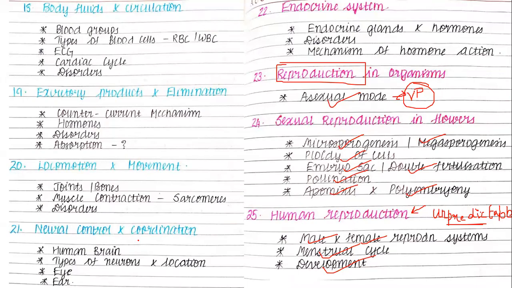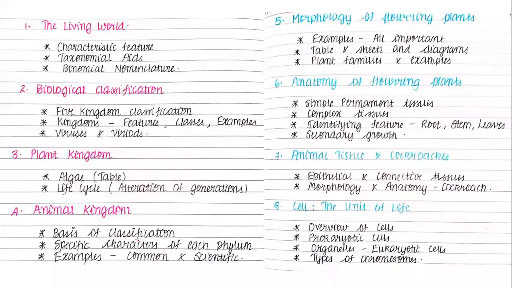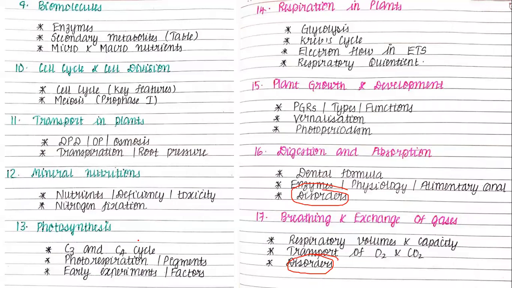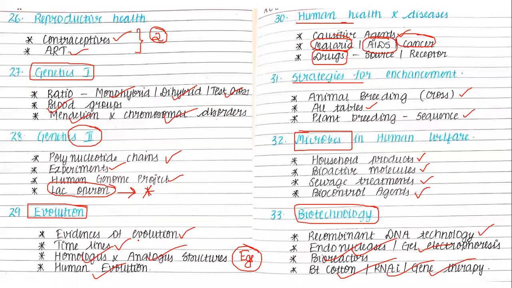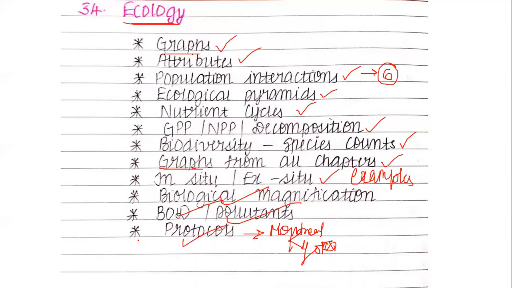What are all the do-or-die topics that you have to refer to before you go for your NEET 2021? Living world, biological classification, plant kingdom, animal kingdom, morphology, anatomy, animal tissue, cell, biomolecules, cell cycle, transport, mineral nutrition, photosynthesis, respiration, plant growth and development, digestion and absorption, breathing and exchange of gases, body fluids and circulation, excretory products and their elimination, locomotion and movement, neural control, endocrine, sexual reproduction in flowering plants, human reproduction, reproductive health, principles of inheritance, molecular basis of inheritance, evolution, human health and disease, strategies for enhancement of food production, microbes in human welfare, biotechnology and ecology.